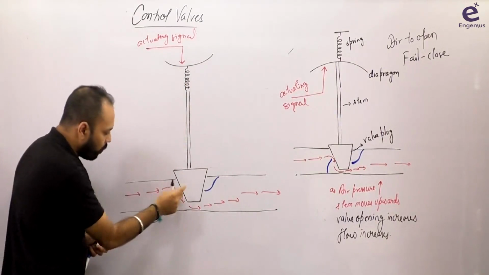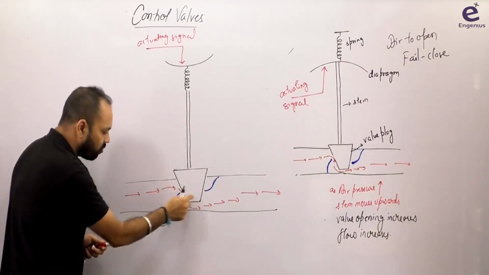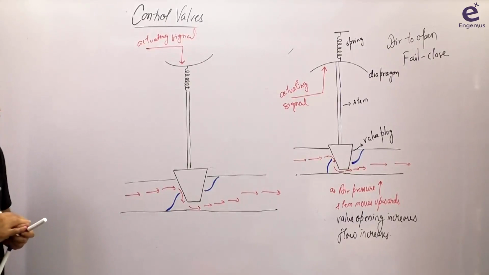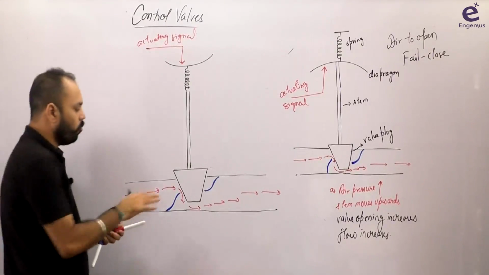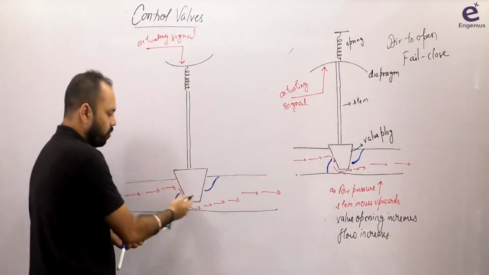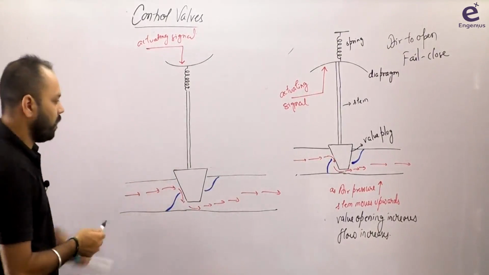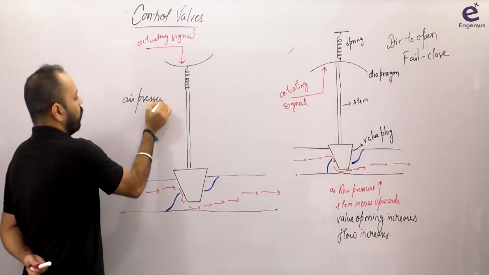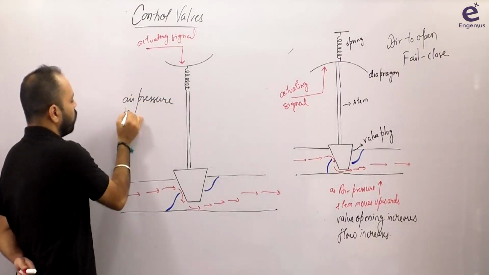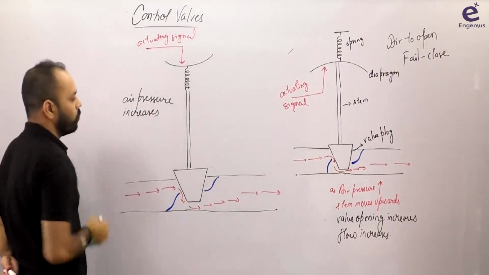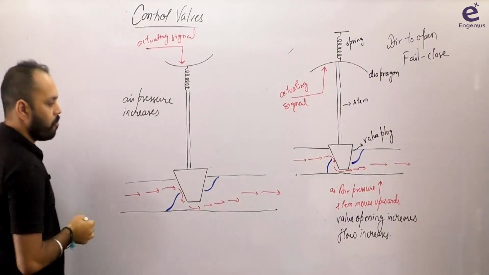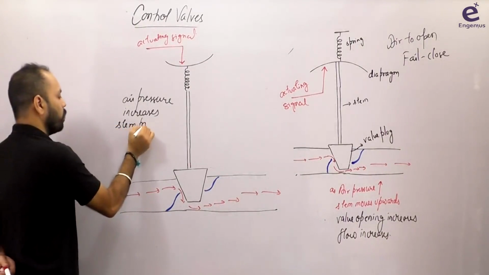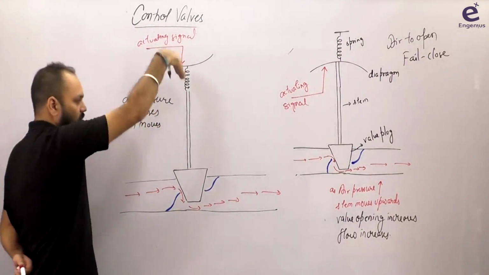If it moves downwards, you see, as it moves down, this small spacing will be completely blocked, right? It will be completely blocked. Okay, there will be no movement of fluid, there will be no flow of the fluid from this point to that point, right? In this case, as air pressure increases, what happens as air pressure increases? Stem moves downwards. Stem moves, it's very simple, air pressure increases, it moves downwards.